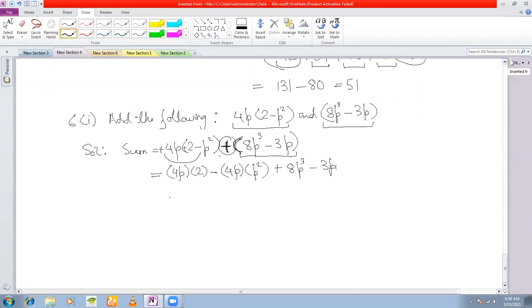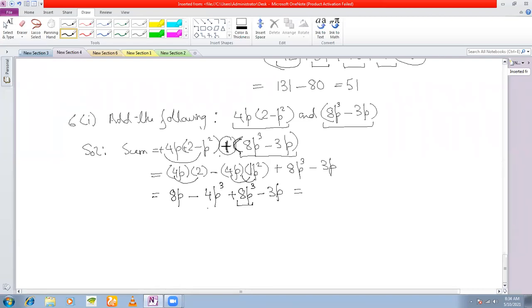And then here 4 and 2 will combine to give you 8p, minus here you have a 1p square actually. So 4 and 1 will combine to give you a 4. P into p square will combine to give you a p cube. And you write the other as it is, 8p cube minus 3p. Okay. So now, what are the like terms here?